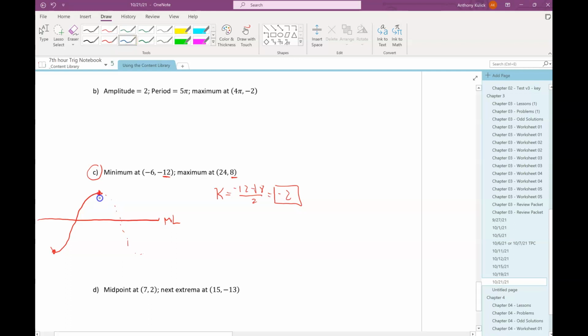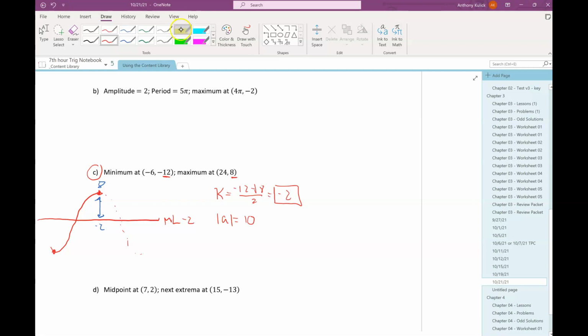The A is the distance from one of these extreme points back to the midline. So here we're at 8 and we're going down to -2. So how many units did it take to go from +8 down to -2? 10 units, right? We did 8 units to get back to 0, and then 2 more units down to get to -2. So 10 total units. So that's my amplitude. That tells me the absolute value of A is 10.